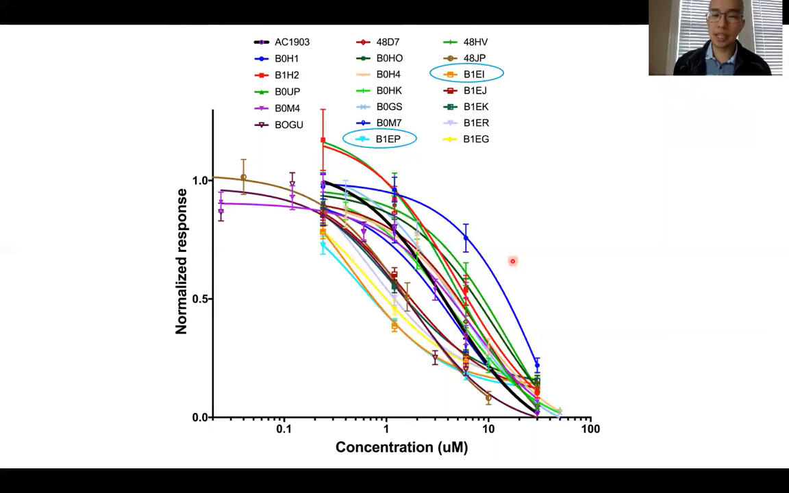And what we can see here is that a few of these compounds are left shifted with respect to AC1903, which is this heavy black marked line here. And what that means is that these compounds that are left shifted were able to inhibit TRPC5 at much lower concentrations. And so we think that this is very promising, and we're really starting to understand the modifications that we have to make to the AC1903 backbone in order to make it more effective at inhibiting TRPC5 current.